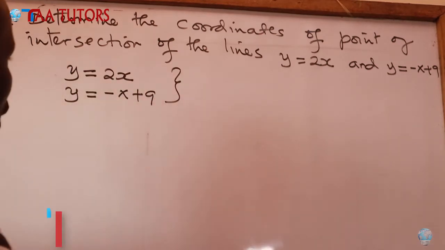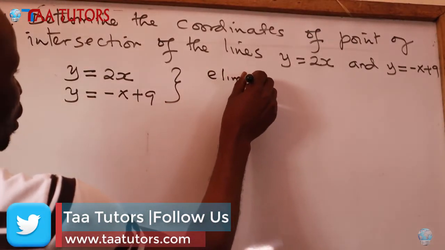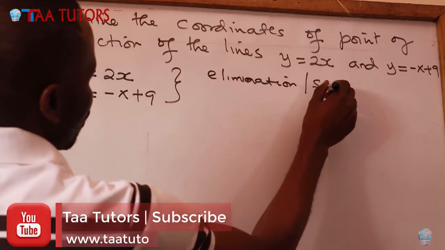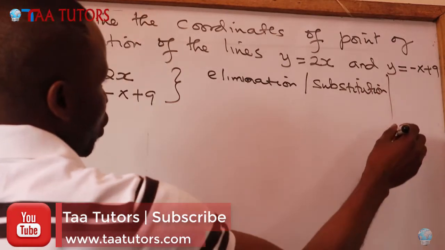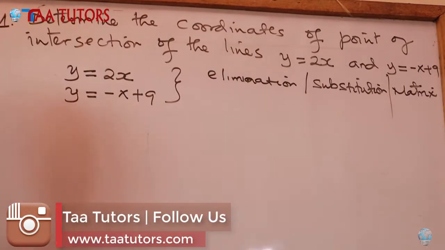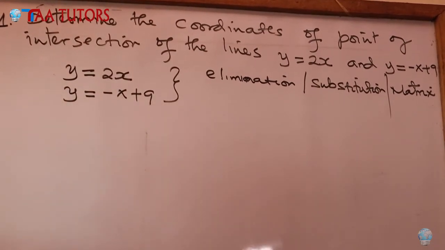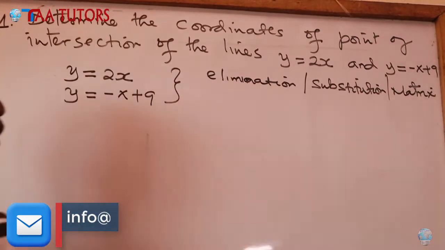So if you have y equals 2x and y equals negative x plus 9, if we treat them as simultaneous equations, then we can use whichever method we have, whether it's the elimination method, or substitution, or the matrix method. Remember that in this case, they don't want us to use the graphical method, because the graph is not provided for you to draw line y equals 2x and line y equals negative x plus 9, so that you find the intersection point by just reading it off. In this case, we need to actually work out the point of intersection.